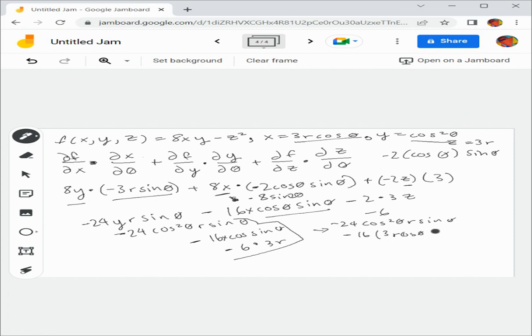Cosine theta. And then cosine theta, sine theta, and then minus 18r. So it's like that. Try again. Parentheses over here, and then 3r cosine theta. You could totally use trig identities to shorten this so much. It's not even a joke.